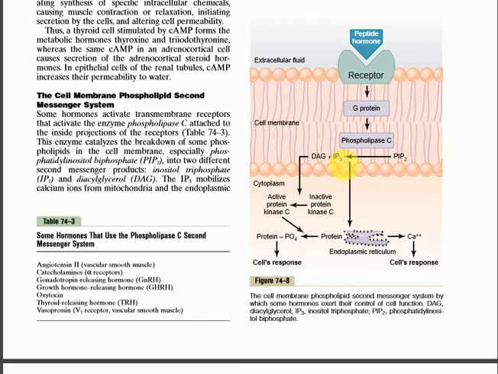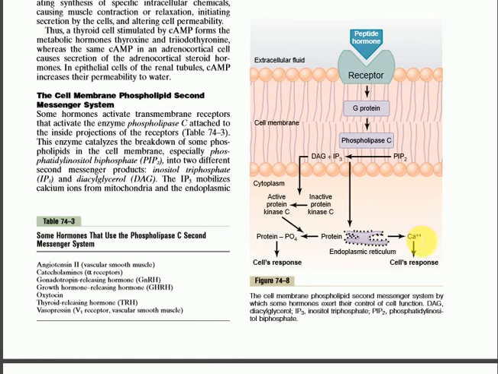IP3 mobilizes the calcium ions from the endoplasmic reticulum. As all of you know, the endoplasmic reticulum is the storage site of the calcium. When the calcium is released into the cytoplasm, this causes the contraction of various cells, as we previously discussed in the muscle, in the chapter of the skeletal muscle.